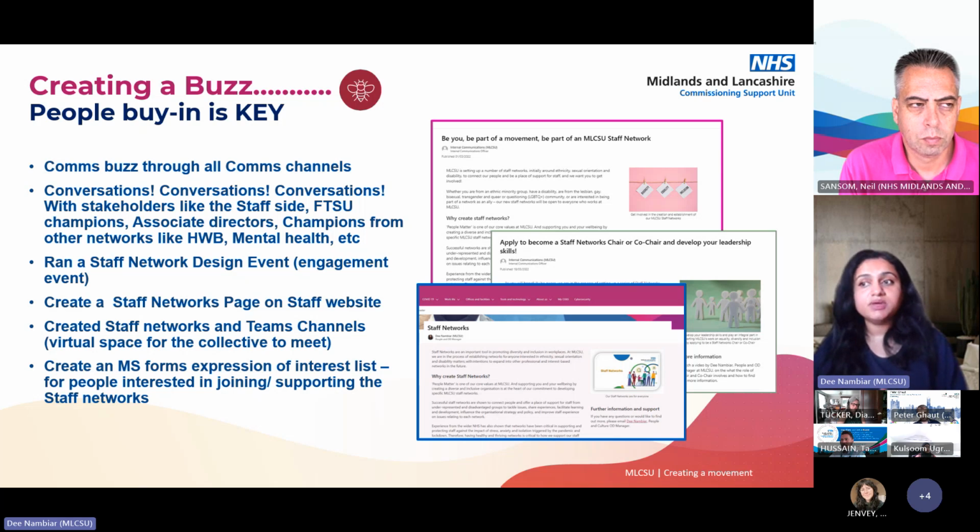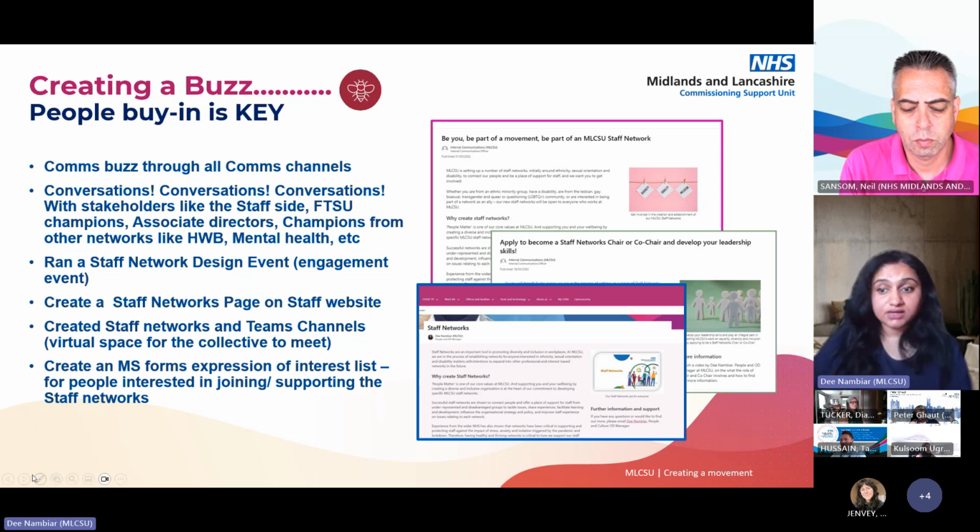disability and LGBTQ. We then thought it's important for our organization to see what great staff networks look like so that we understand the appetite for networks in our organization. So that led to the design of the staff network design event, which I'll come to in the next slide. We also created an expression form earlier on so that as and when people are aware of it and they're interested, they have a form that they can fill in to show an interest to join when our staff networks are up and functioning. So that's something that we did earlier on.